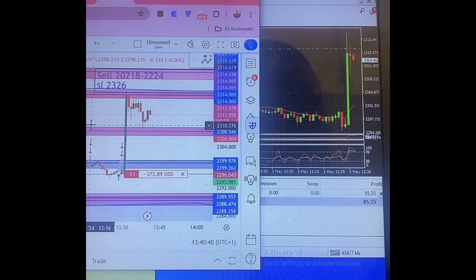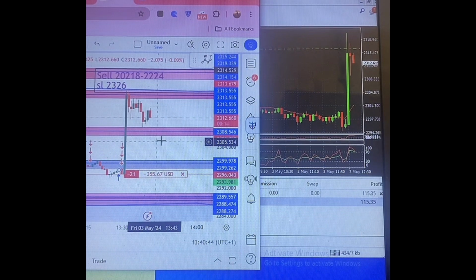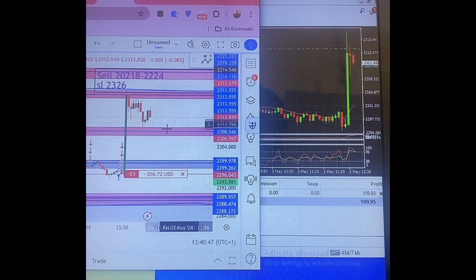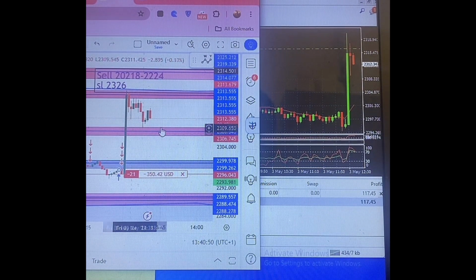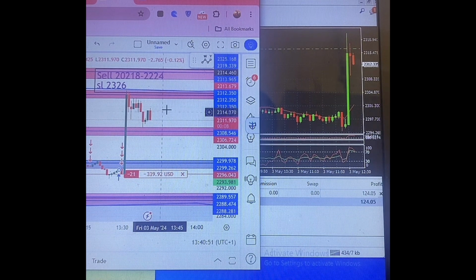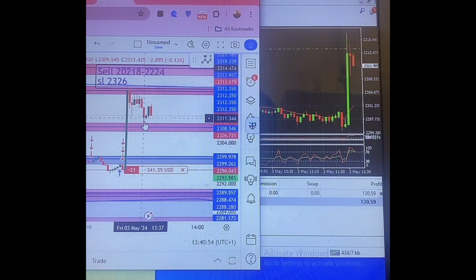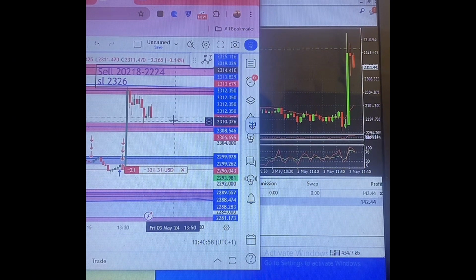So let's just see what is going to happen. If it will keep going down, or if it goes up to retest the same zone. It didn't even go up to that same zone. It's already coming back down. Probably it wants to break these supports. So let's wait for it.